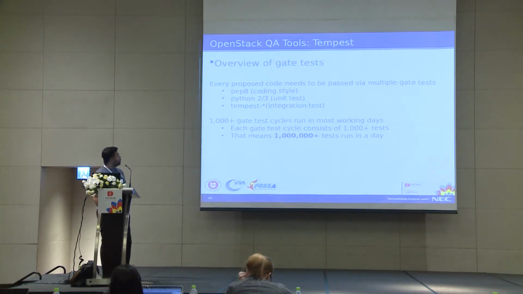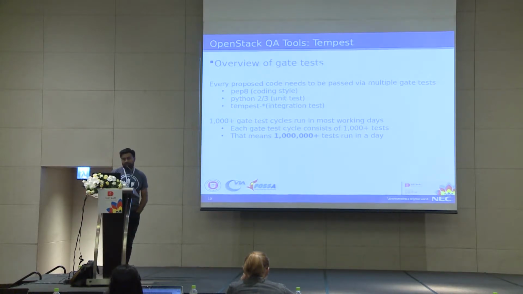So for giving an overview of the gate tests, how much testing we do in a day, and obviously in a production cloud it should be more. We have different kinds of testing: Pep8 code style check we do, unit tests we do. So those you can say are more about the coding things. You might not care much about them in a production cloud. Fine, but we have the integration tests also.